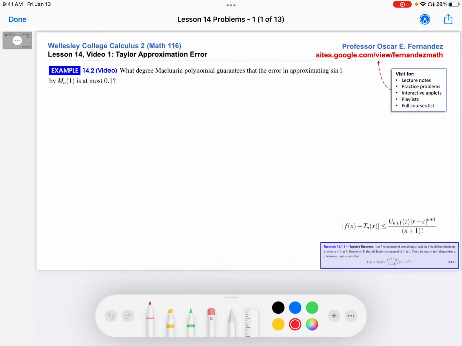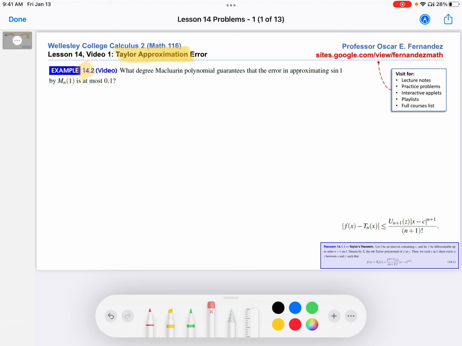Hi, this is Professor Fernandez, and in this video, we're going to work out an example of using a Taylor polynomial to approximate the value of a function. This example comes from the notes from lesson 14. You can find those notes on this website along with these other resources.